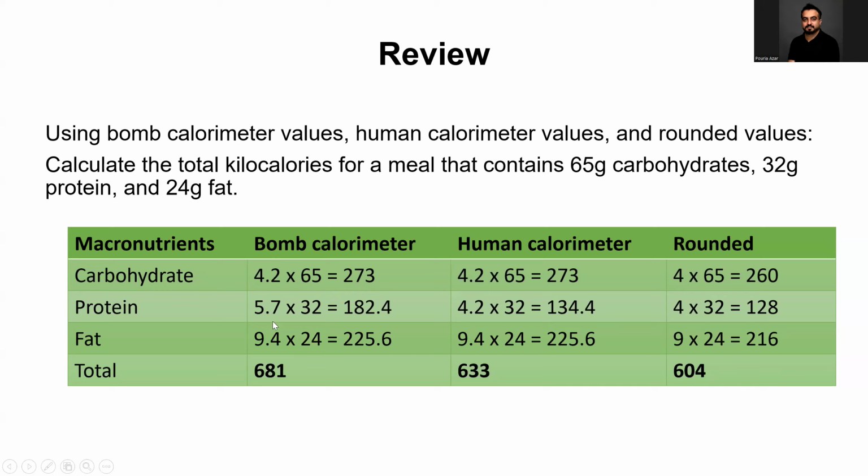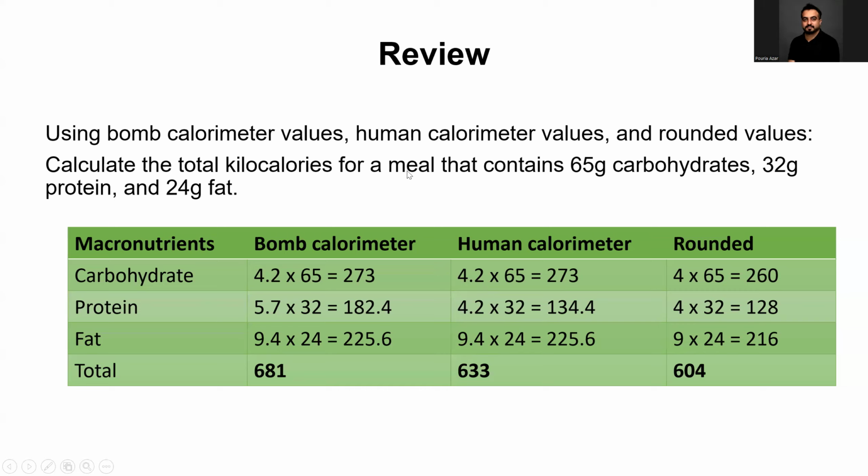And regarding the protein, because it's bomb calorimeter, instead of 4.2, we should put 5.7 multiplied by 32 because we have 32 grams of protein. And fat is 24 grams multiplied by 9.4. And these are the same in human calorimeter, except for the protein, which is 4.2, just like carbs. And we add them up from bomb calorimeter.